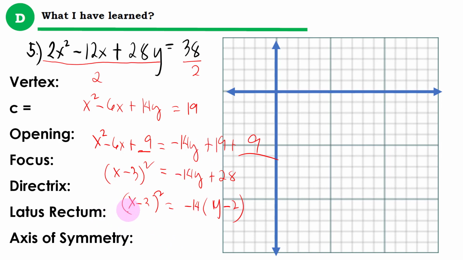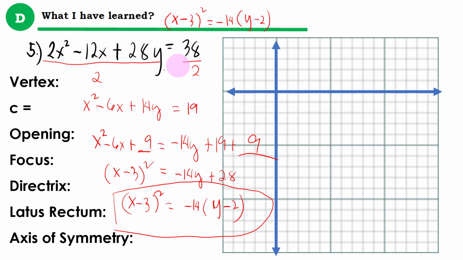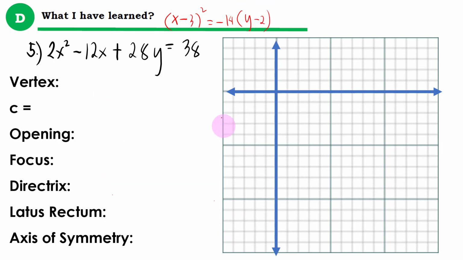Okay? So, this is our standard equation. X minus 3 quantity squared equals negative 14 times y minus 2. Okay. Our vertex here is 3, 2. Nasaan 3, 2? Ayun, ang ating vertex. And then, our C is negative 14.